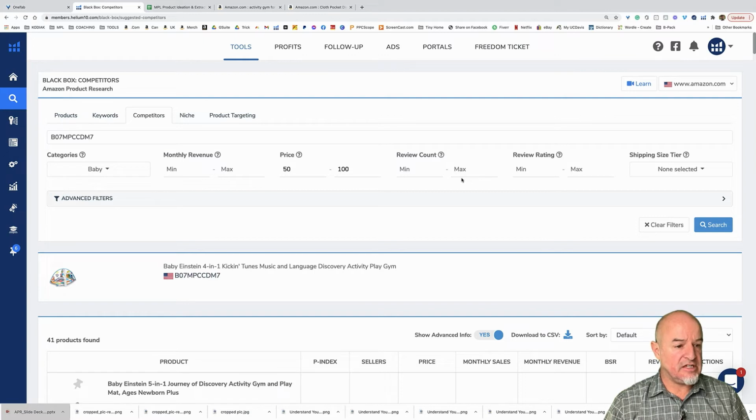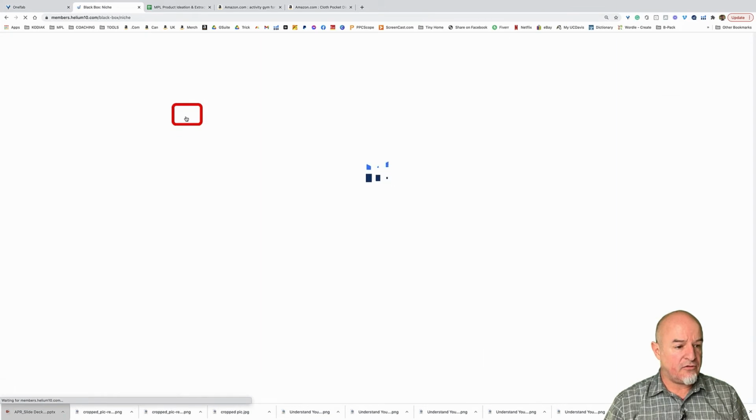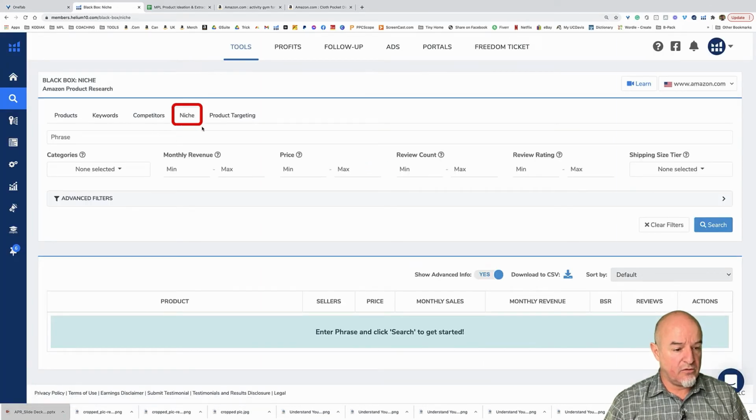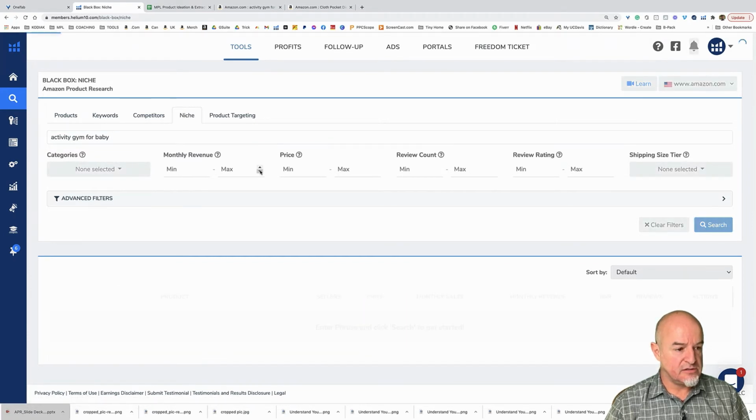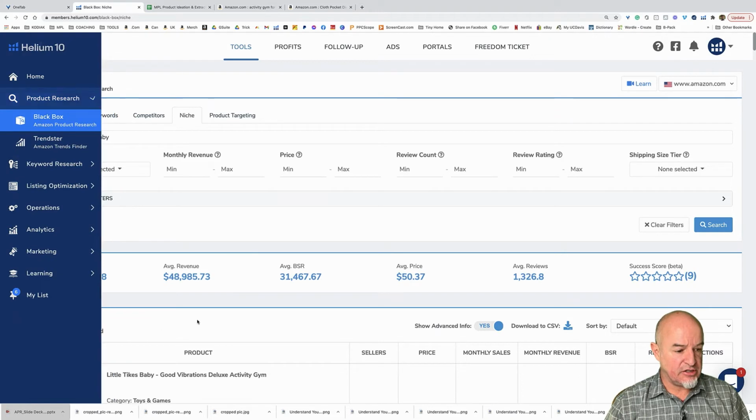Okay, the next tab is the niche tab, and this one real quick is looking. So we're not going to find a keyword, we're not going to find a niche, but we already have a niche and we want to look at everything within that niche based upon the keyword. So let's say we put in here Activity Gym for Baby, and we want to look within that niche. It found 181 products within the Activity Gym for Baby search niche.